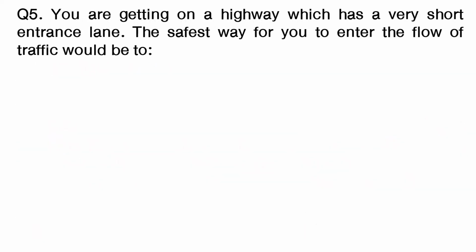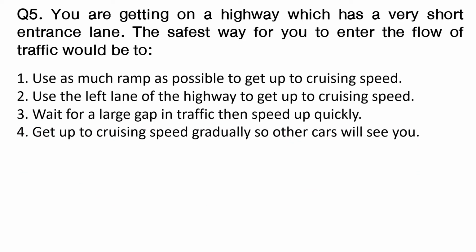Question. You are getting on a highway which has a very short entrance lane. The safest way for you to enter the flow of traffic would be to. Option number 1. Use as much ramp as possible to get up to cruising speed. Option number 2. Use the left lane of the highway to get up to cruising speed. Option number 3. Wait for a large gap in traffic, then speed up quickly. Option number 4. Get up to cruising speed gradually so that other cars will see you.